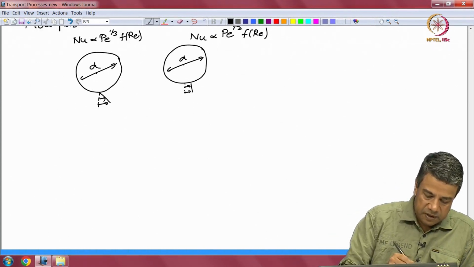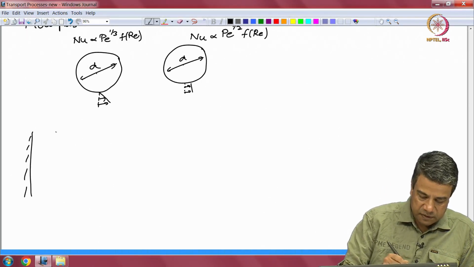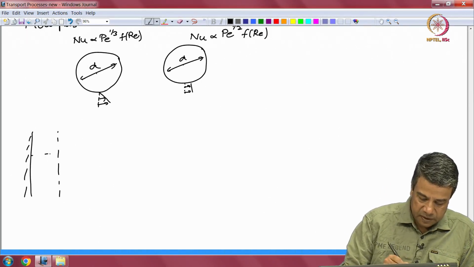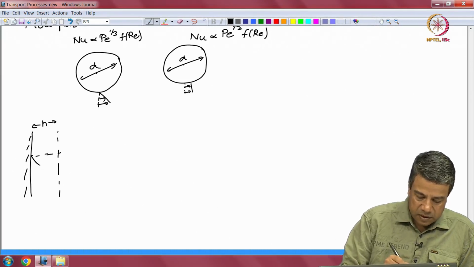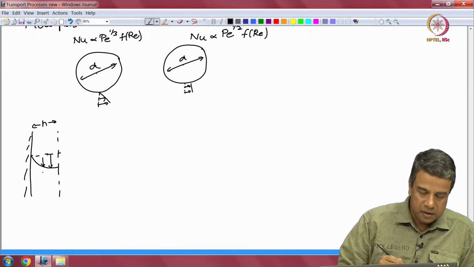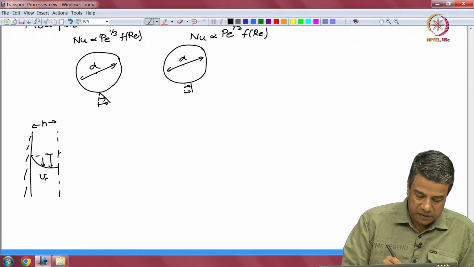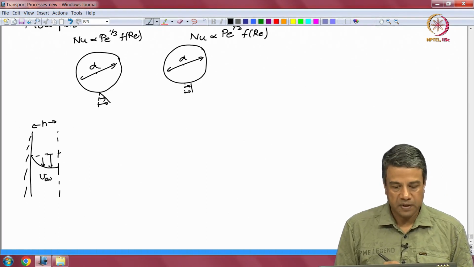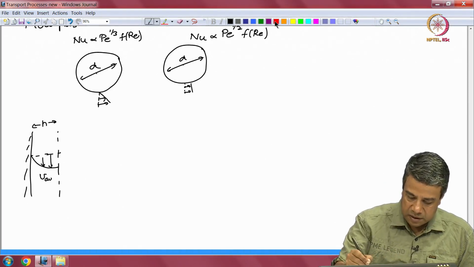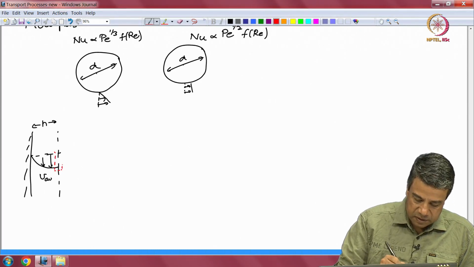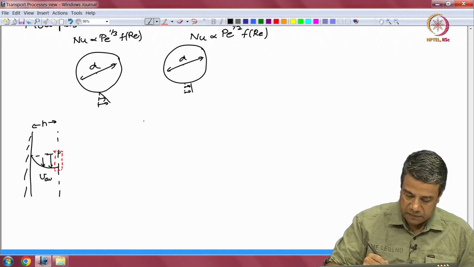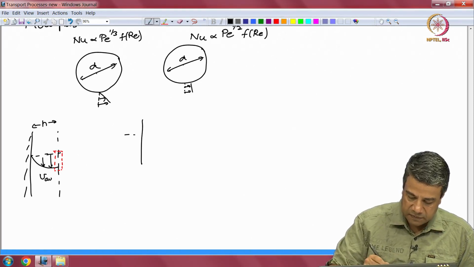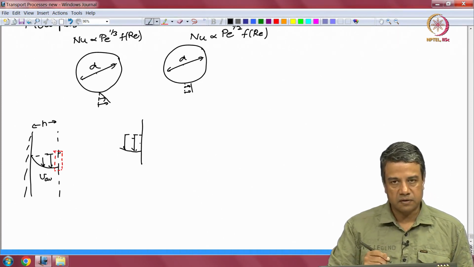If I have the flow down a surface, for example, a film of thickness h flowing down the surface with an average velocity v average. And if I look close to this surface, then I have this interface and a flow that is moving with a non-zero velocity at the surface.